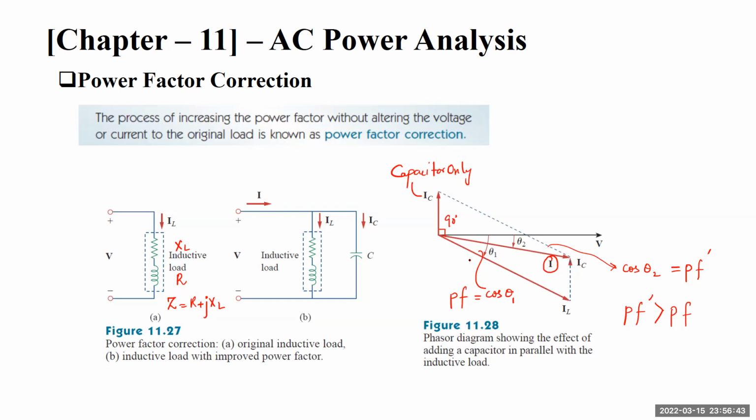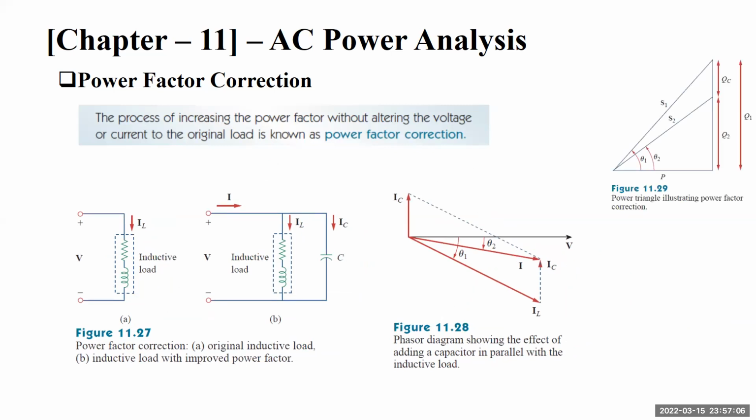And eventually, the amount of current drawn from the source decreases. If the current drawn from the source decreases, then when we multiply by I conjugate, the overall complex power will also decrease. I am also assuming that these values are in RMS. So let's draw a power triangle for this thing.